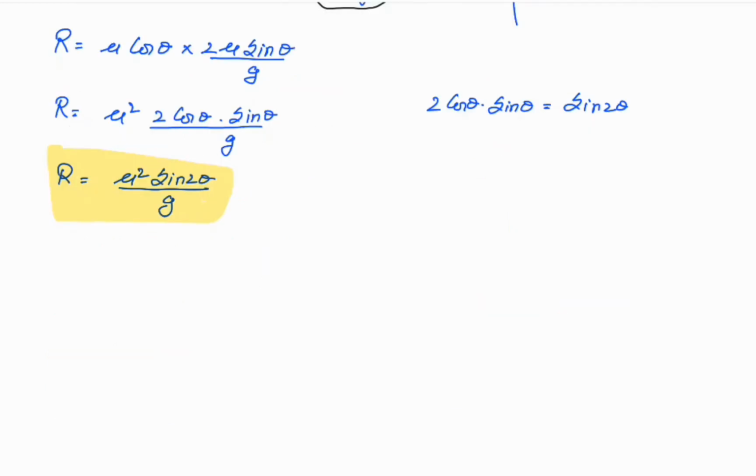Now we will calculate the maximum height reached by the projectile. Let's see how to calculate it. The third parameter is the maximum height reached by the projectile.